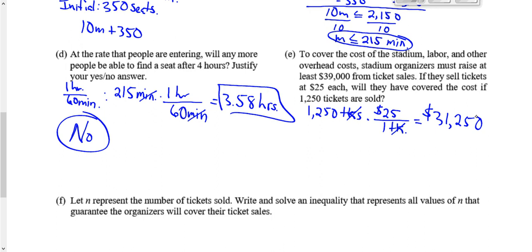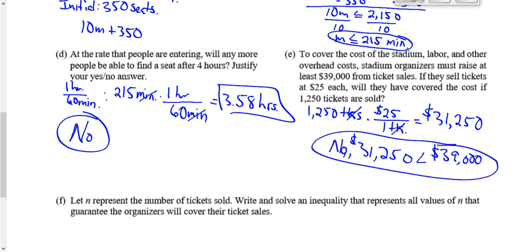They need how much? 39. No, because 31,250 is less than 39,000. Let's put 39K. Is that okay? You know what? 39K. Can I do that? Sure, yeah, it's acceptable sometimes. Where do they get the K from? Kilo, a kilogram, kilometer contains 1,000 things. Like pennies would be cents, out of 100, a century, right?